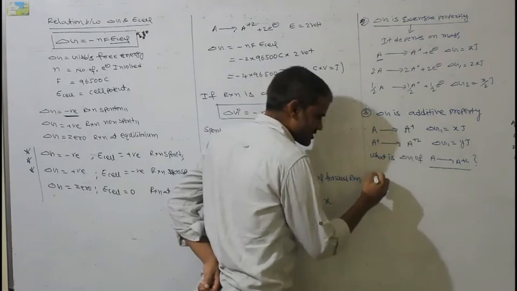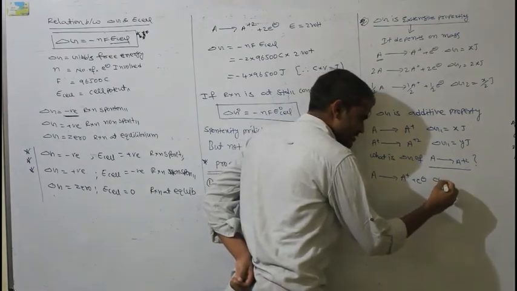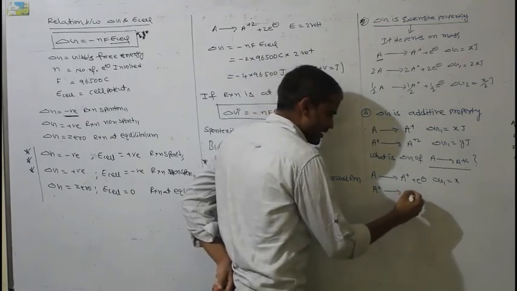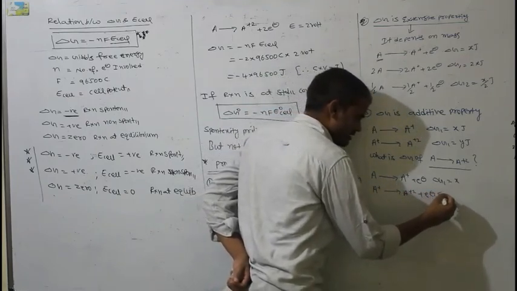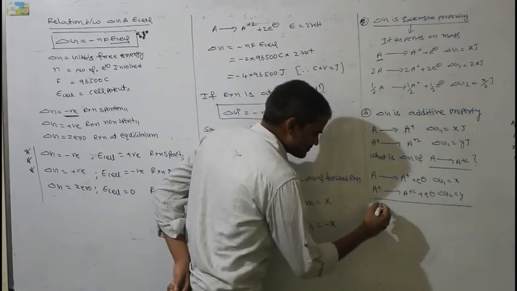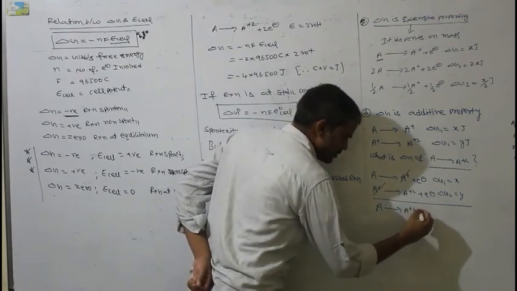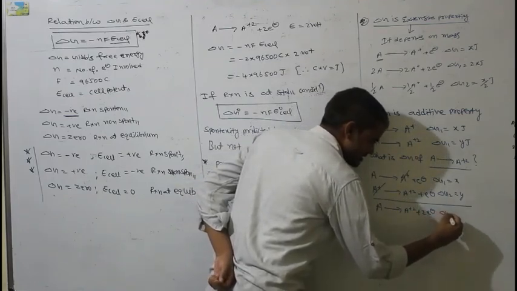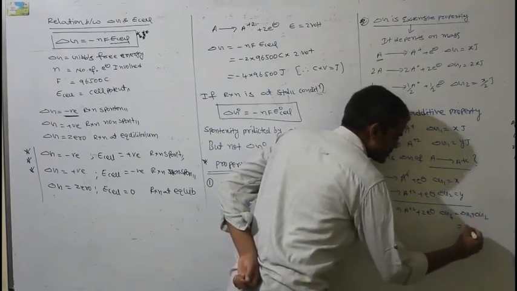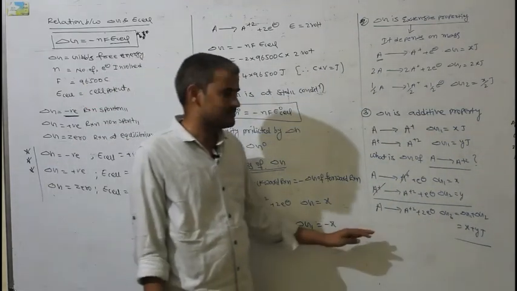Check. First equation: A gives A plus by loss of one electron, del G1 equal to X. Second equation: A plus converting into A plus 2 by loss of one more electron, del G2 we have taken as Y. When you add both equations, A plus cancels. A gives A plus 2 by loss of 2 electrons. Here del G3 equals del G1 plus del G2, that is X plus Y joules. This is called additive property.